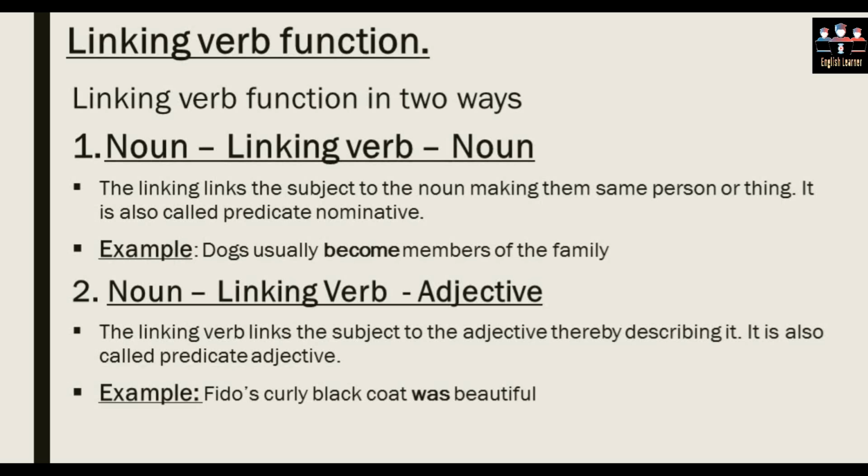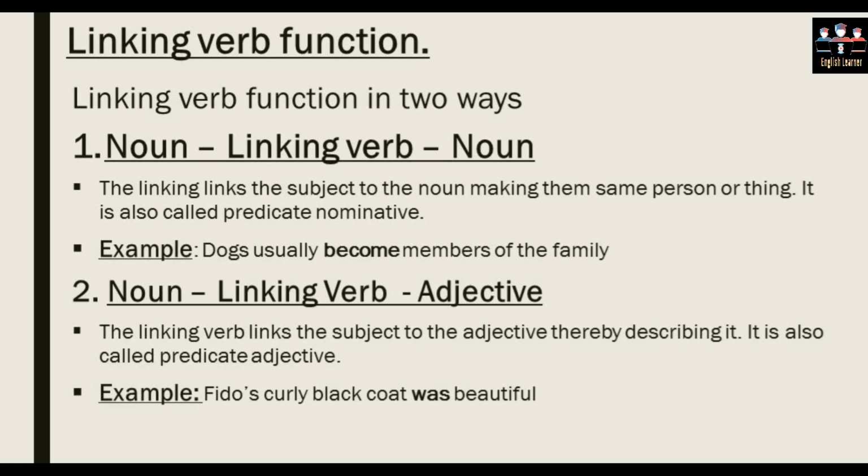Let us see how a linking verb functions. Linking verbs function in 2 ways. Number 1, noun, linking verb, and noun. It means that the linking verb links the subject to a noun, making them the same person or thing. It is also called predicate nominative.